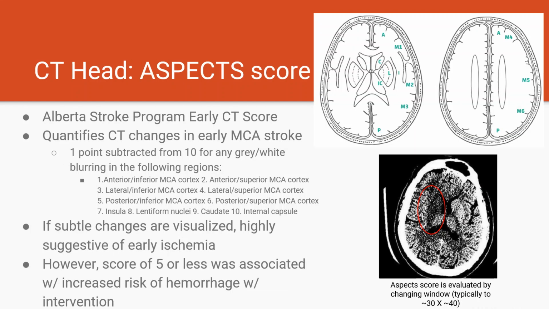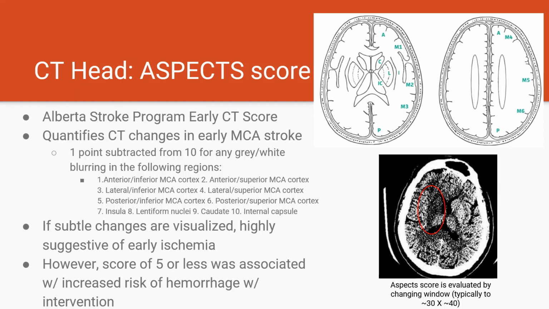Something that's a little more advanced, and something that as a non-neurologist you don't need to really know, but you're going to see us and neuroradiologists discuss, and it's good to familiarize yourself with, is the ASPECT score. So ASPECTS, or Alberta Stroke Program Early CT Score System. ASPECTS is much nicer to say.